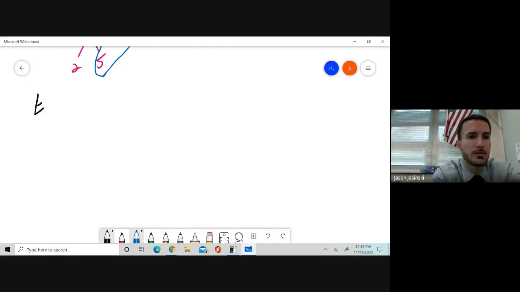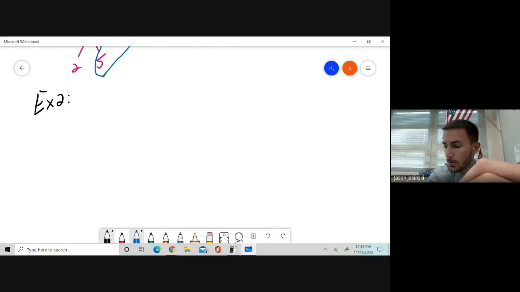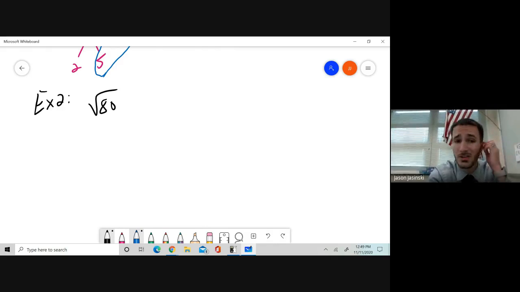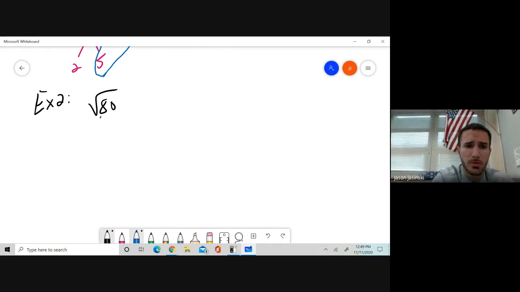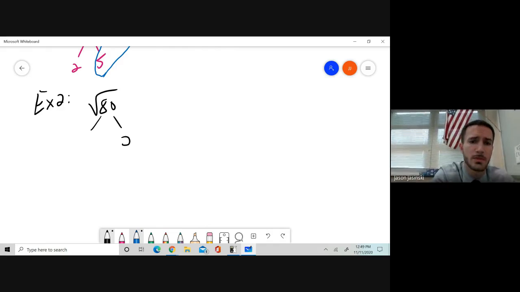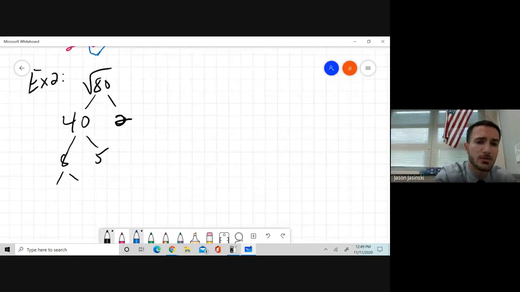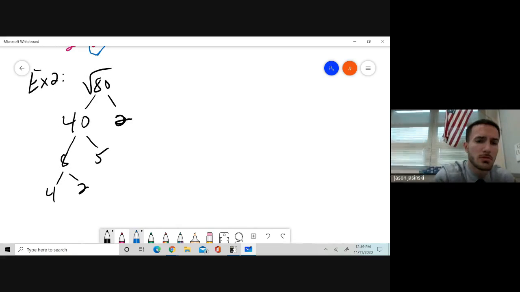So example 2, we'll do square root of 80. All right, so 80 is an even number, so you always could break even numbers by 2. So I'll do 2 times 40. Break 40 down into 8 and 5. Break 8 down into 4 and 2.